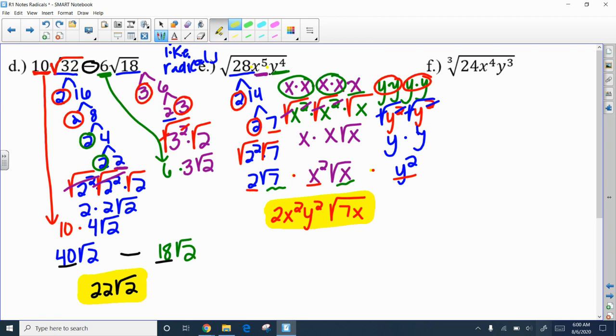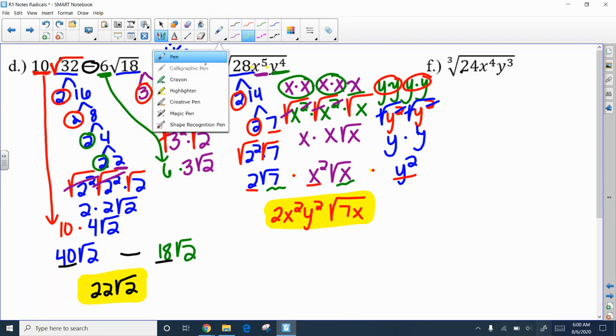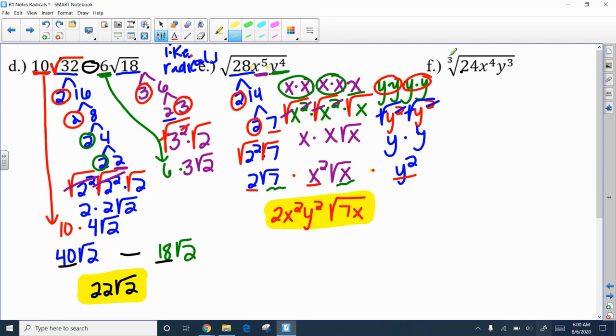All right, last one like this on F. The difference here is that this is a cube root, which means to get rid of a cube root, the power that we want is x cubed. So that means I'm going to break this into groups of three. So I'm going to do it like I did on E. I'm going to do each part separately. So I'm going to do the number and then the x and the y separately.